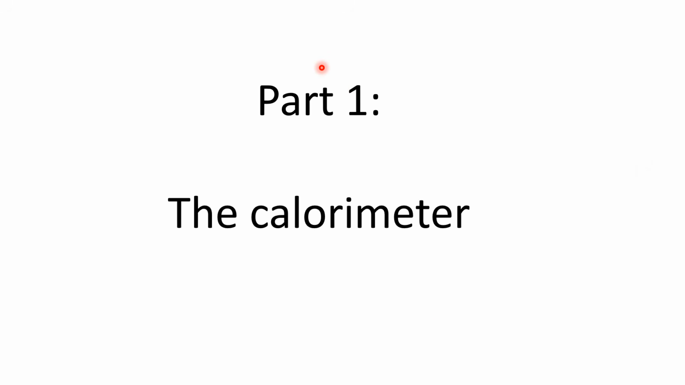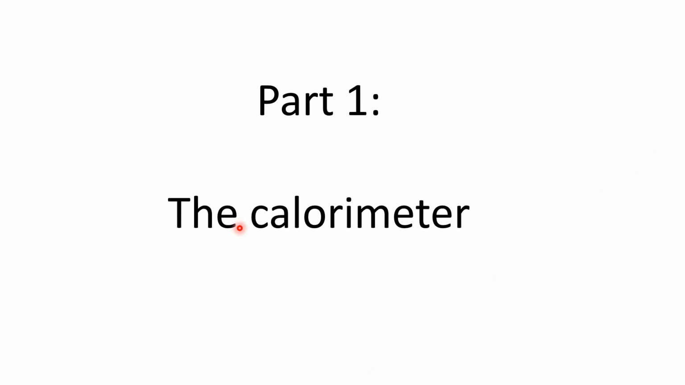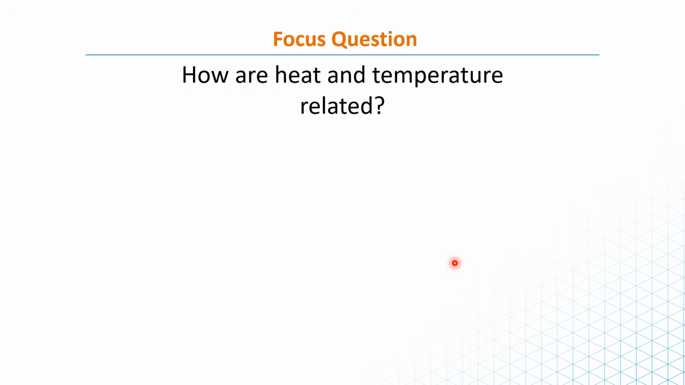So for part 1, guys, we are going to focus on the first 2 learning objectives, okay? So the calorimeter, all right? So how are heat and temperature related? So heat اللي هي الحرارة, all right, and temperature is درجة الحرارة. So there is a difference, okay? Heat here is energy, okay?